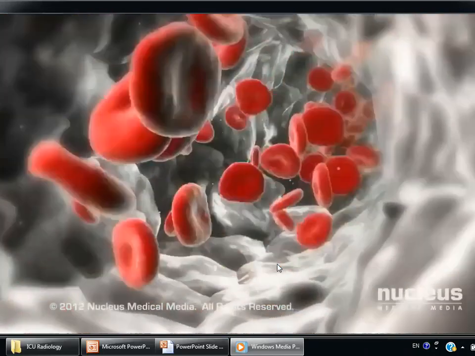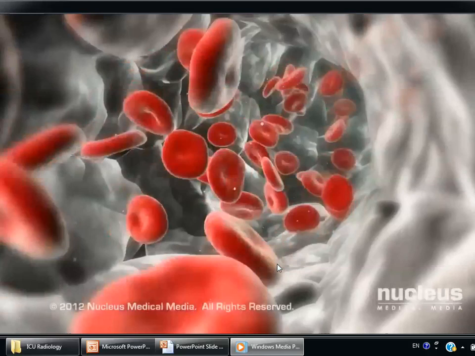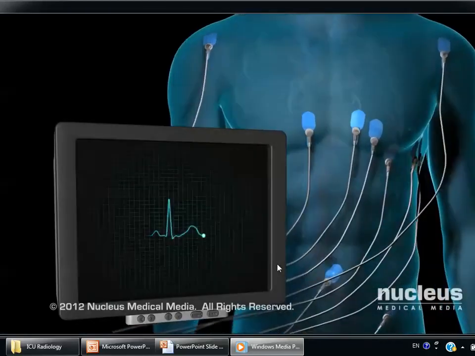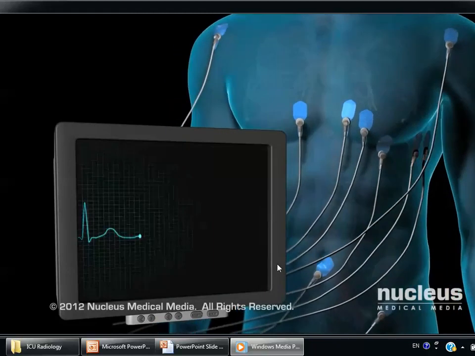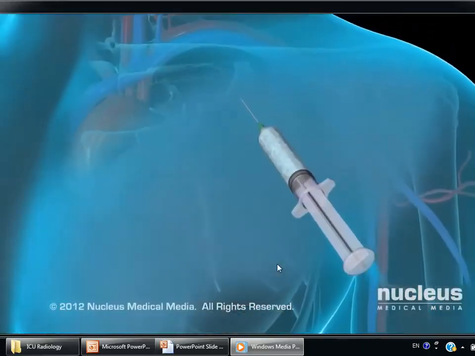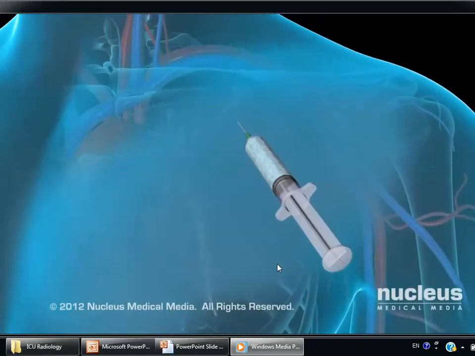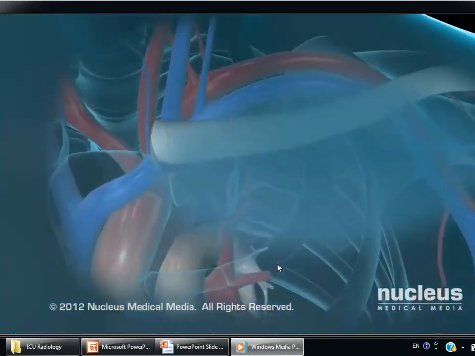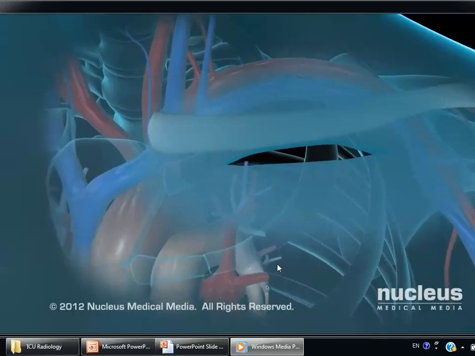Before the procedure, your blood and urine will be tested. You will also have X-rays taken of your chest, and an electrocardiogram, or EKG, will record the electrical activity in your heart. A local anesthetic will be injected into your skin to numb the area where the pacemaker will be inserted. The surgeon will make a small incision beneath your collarbone.